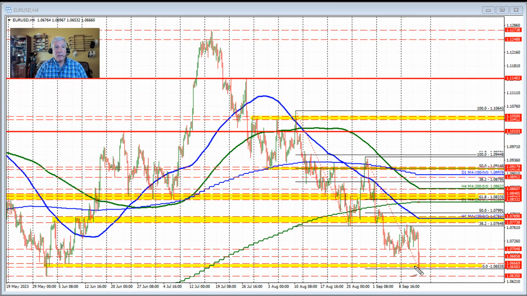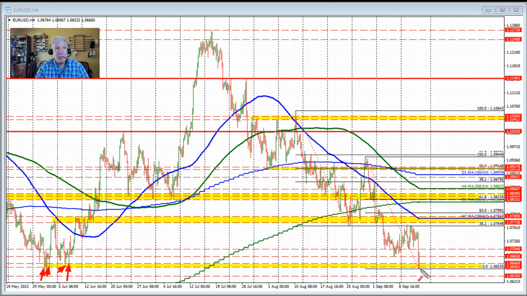This is the euro versus US dollar, and as you can see, the price is testing the lows for the day. Actually, a low reached down to 1.06535. The current price is trading at 1.0665. That's in this yellow area here, defined by different swing lows going back to the end of May, early June. That area comes between 1.06583 and 1.06669. So with the price currently trading at 1.0665, we're trying to keep the pressure on this pair.